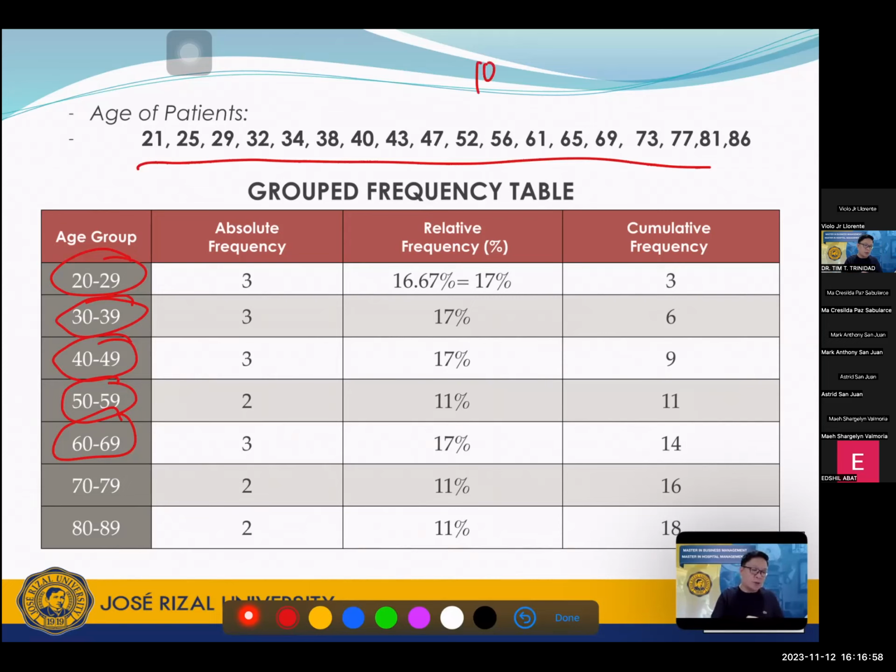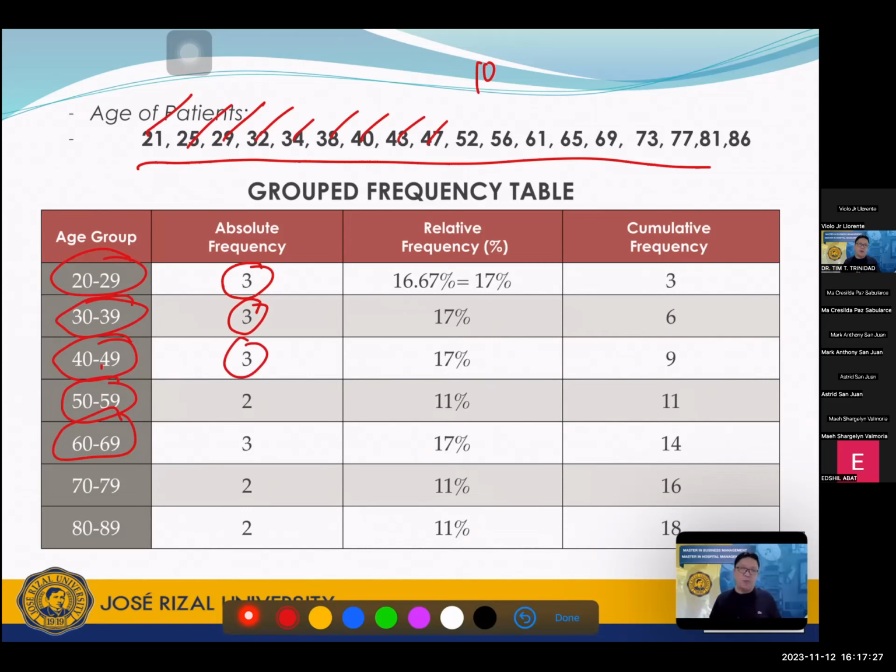From 20 to 29 years old, 30 to 39, 40 to 49. So how many of those patients belong to 20 to 29? So 1, 2, 3. So this is your absolute count or absolute frequency. How many of them belong to 30 to 39? So 32, 34, 38. So three also. So 40 to 49, 1, 2, 3. So three also. Okay, so this is your absolute frequency.